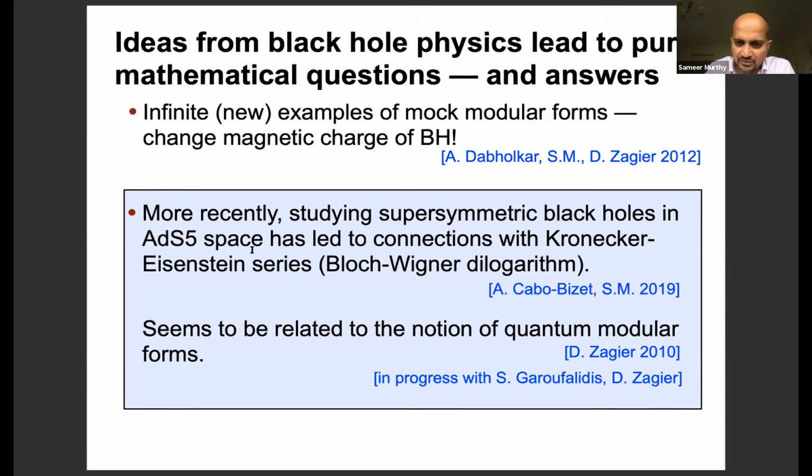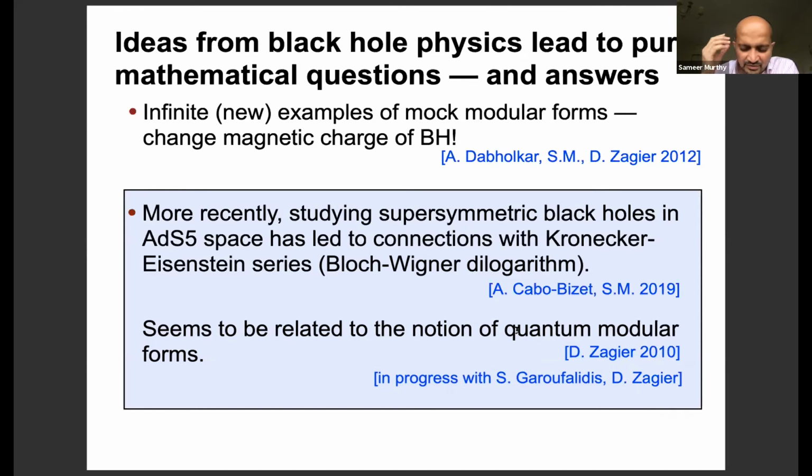the generating function is very closely related to what is called a Kronecker Eisenstein series, which is again something studied for a long time by mathematicians, but in fact a particular case which was studied for 30 years or so intensively by number theorists. So this is called the Bloch-Wigner logarithm, and it's not the theory of these functions. Not the Bloch-Wigner logarithm, but the functions I'm talking about. It's not been developed completely, but it seems to be related to a notion which is very recent, which has been developed by Don Zagier, called quantum modular forms.